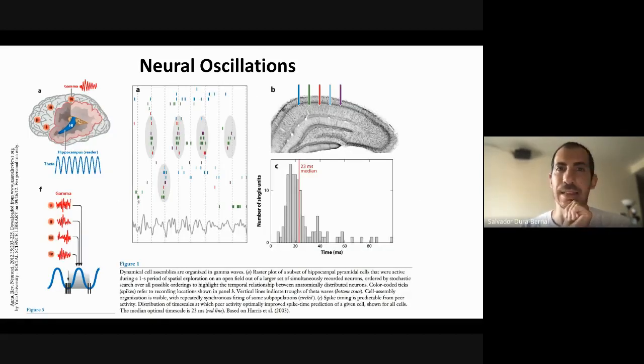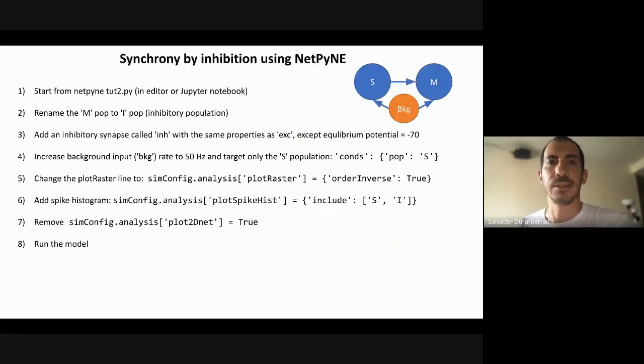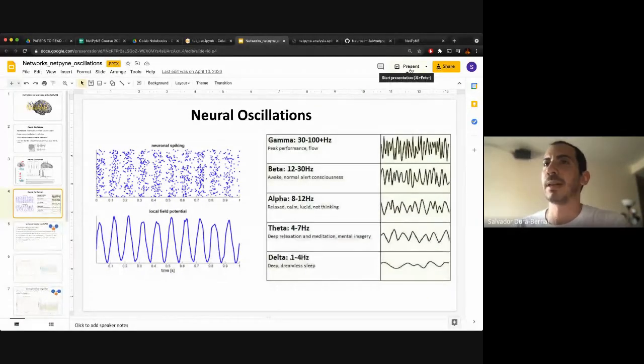So here we see an example of neural oscillations and synchrony in the hippocampus. And these are different examples. As you know, the different oscillations are characterized by their frequency, from delta to theta, alpha, beta, and gamma, which are the fastest. And so what we're going to do today is just generate a very simple network that generates some oscillations, and we're going to try to then modify some of the parameters to alter the oscillation frequency.